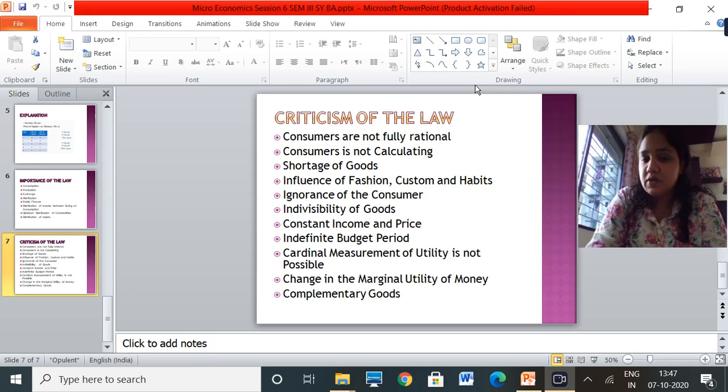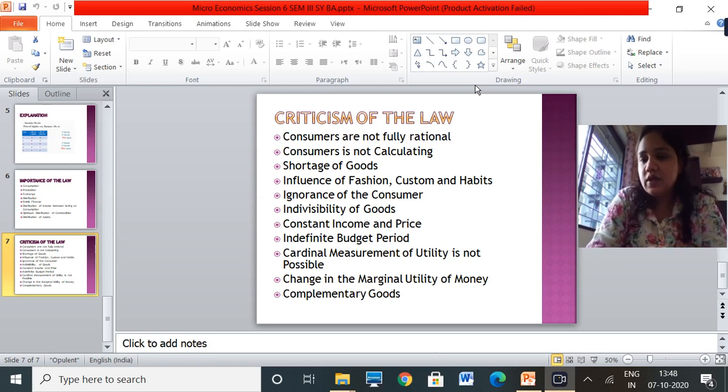Indefinite budget period. The period that we are studying is not precise, is not given. Then again this law might fail. And cardinal utility measurement is not possible. Like I told you, utility is a psychological concept. You cannot measure it in numbers, but this law says that please measure utility in numbers. So again this law is failing.